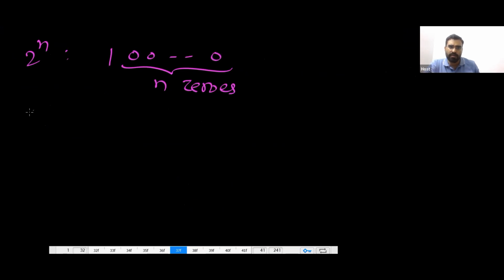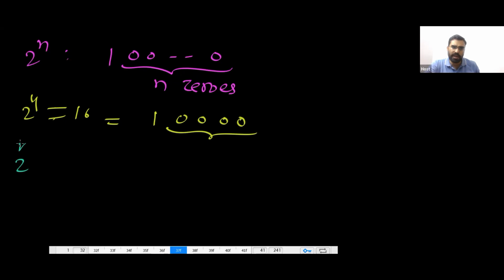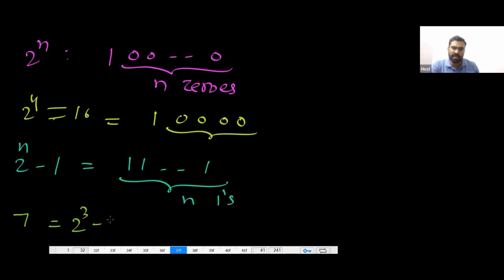This will be 2 power n. For example, 2 power 4 is 16, that will be 1 followed by 4 zeros. Similarly, if I ask you what is 2 power n minus 1, it means total n ones. For example, if I ask you what is 7, 7 means 2 power 3 minus 1.